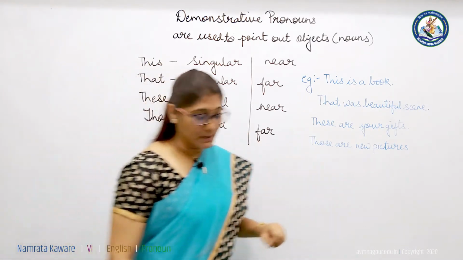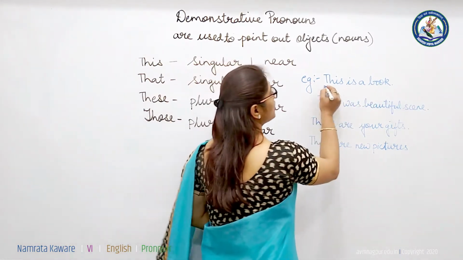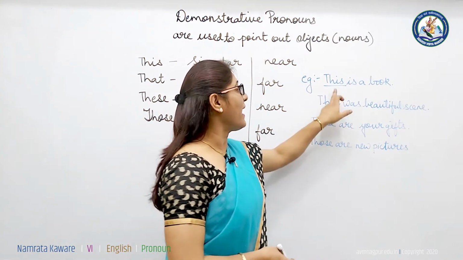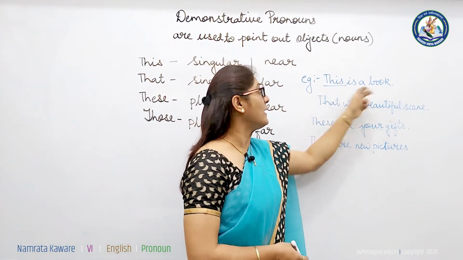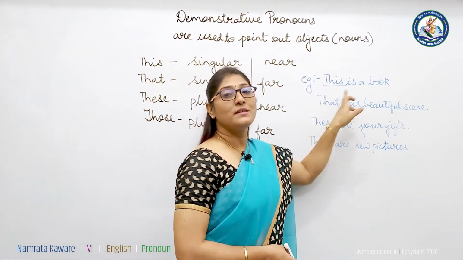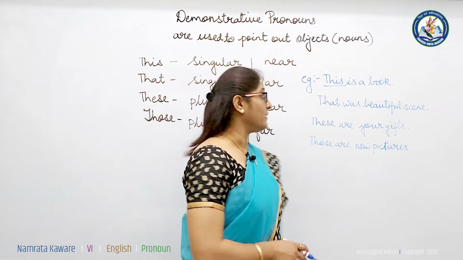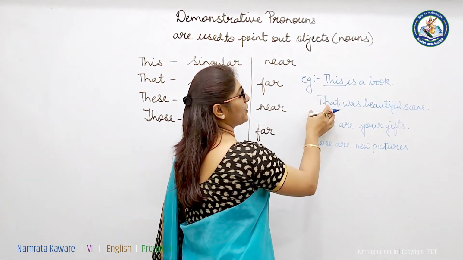Let's see some examples. This is a book. Here, it shows that the book is near and it is singular. So we write, this is a book. Demonstrative pronouns are always written before the verb. This is a book. Here, this is a demonstrative pronoun.